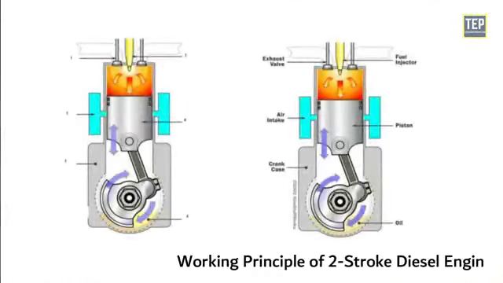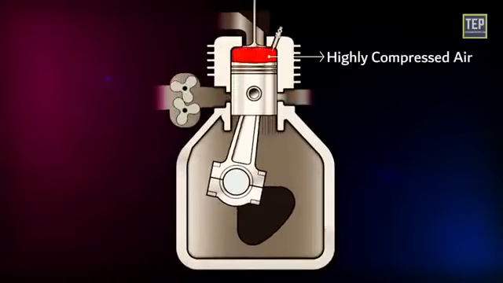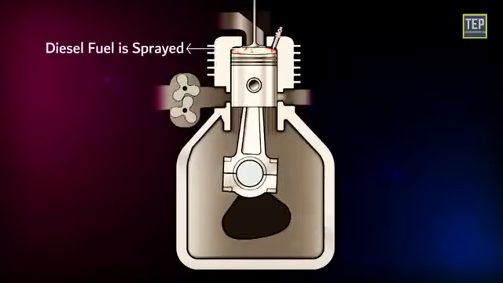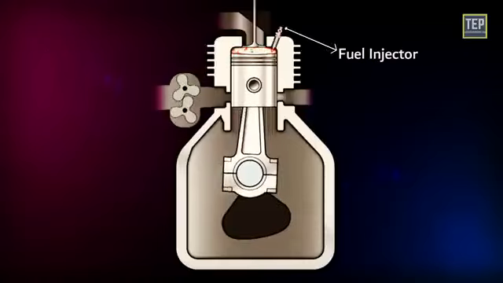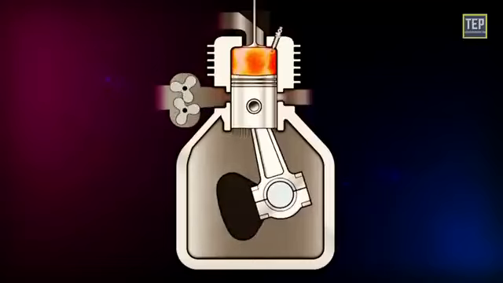Two-stroke diesel engine. It works the same as the petrol engine, but it injects diesel at the end of the compression stroke. When the piston is at the top of its travel, the cylinder contains a charge of highly compressed air. Diesel fuel is sprayed into the cylinder by the injector and immediately ignites because of the heat and pressure inside the cylinder. The pressure created by the combustion of the fuel drives the piston downward. This is the power stroke.